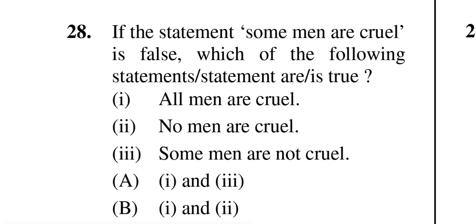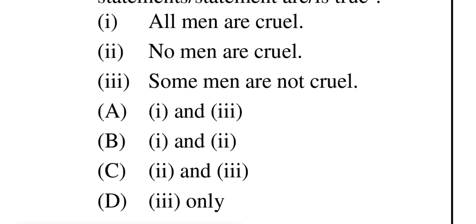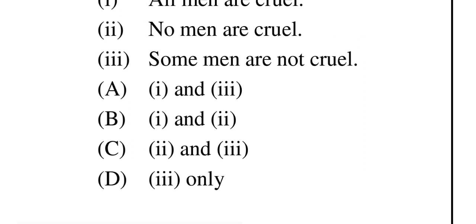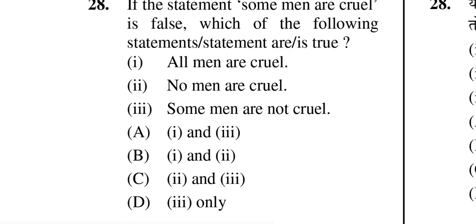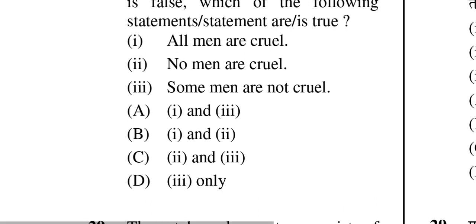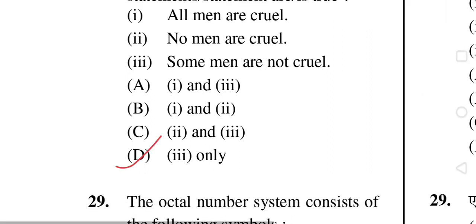If the statement some men are cruel is false, which one of the following statements is true? All men are cruel, no men are cruel, some men are not cruel. 1 and 3, 1 and 2, 2 and 3, 3 only. So 28, the correct answer will be D, only 3 is correct. Some men are not cruel. The rest are cruel. Okay.